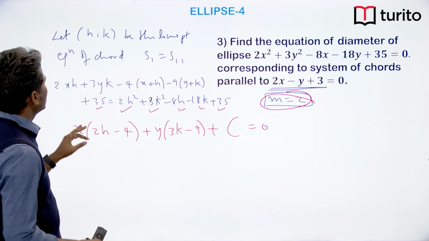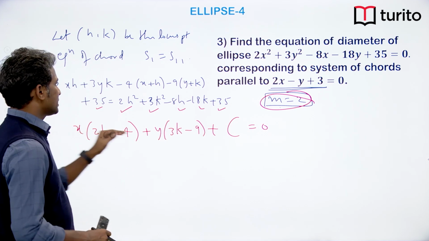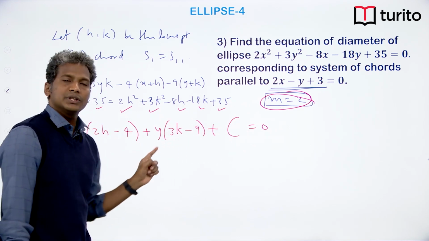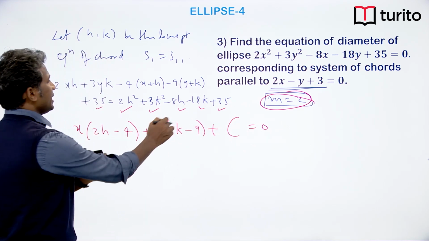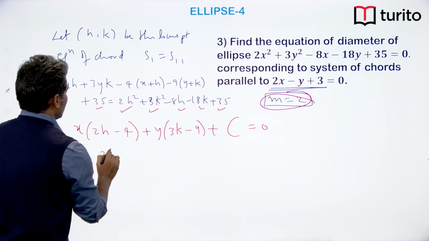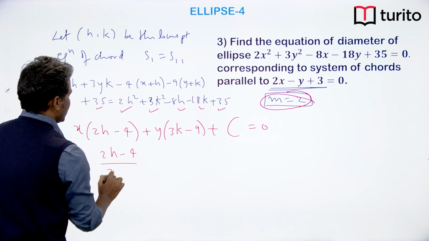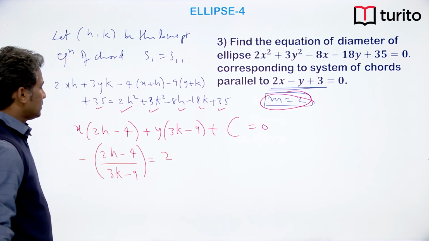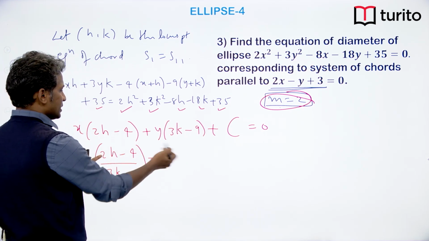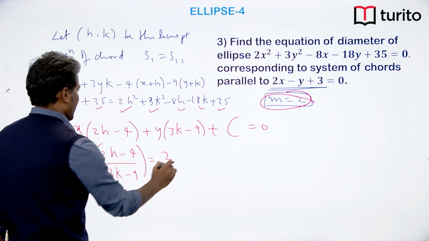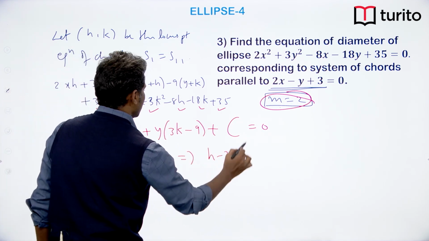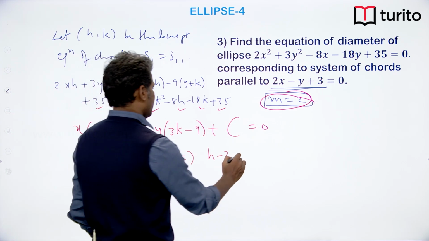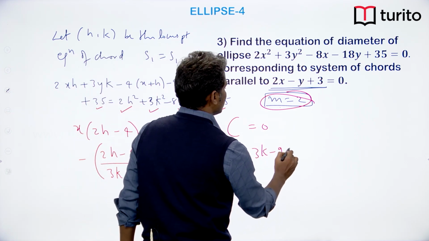Assuming that h comma k is the midpoint, I have got this as the chord. Now this chord must be parallel to that, so I have to put the slope equal to 2. If I equate the slope to 2, what do I get? Minus of 2h minus 4 by 3k minus 9 must be equal to 2. Now let me simplify this. Here the 2 is common and you can cancel it out. We basically get h minus 2, and I am sending this across and bringing it here, so it becomes plus 3k minus 9 equal to 0.